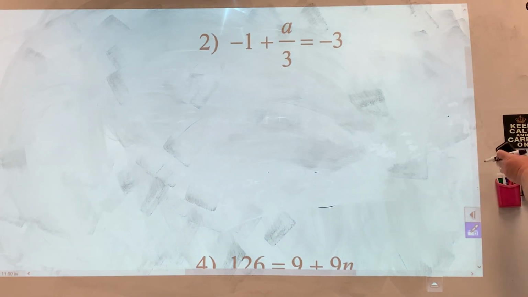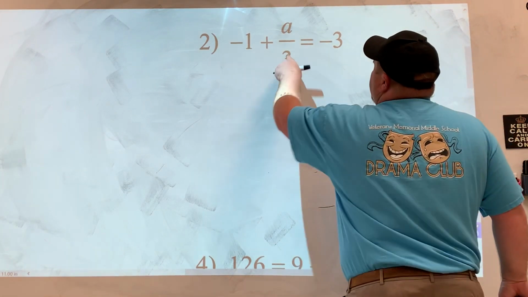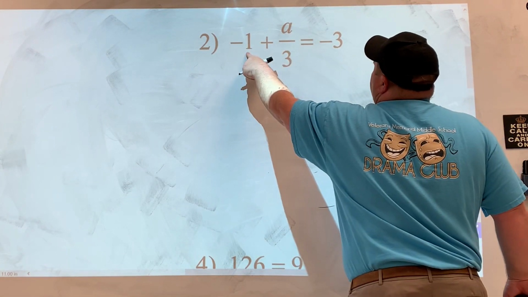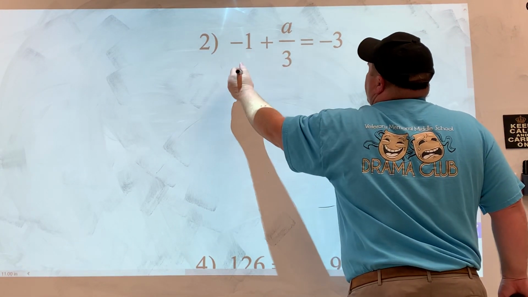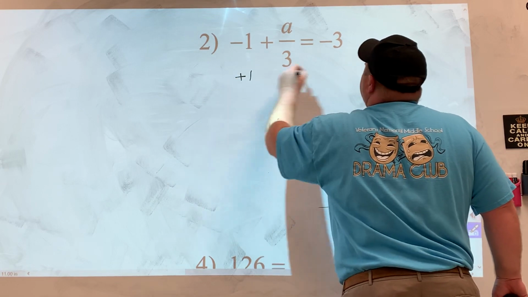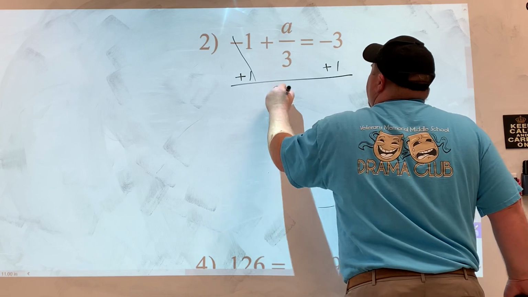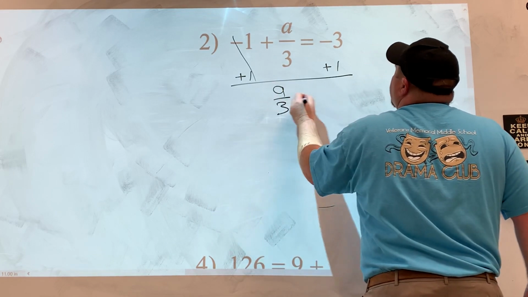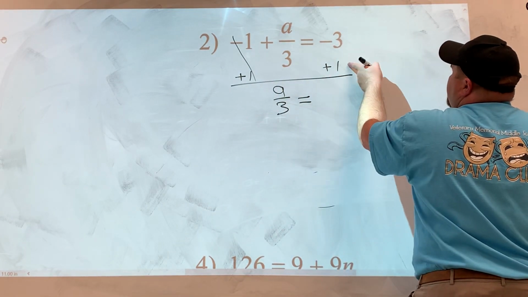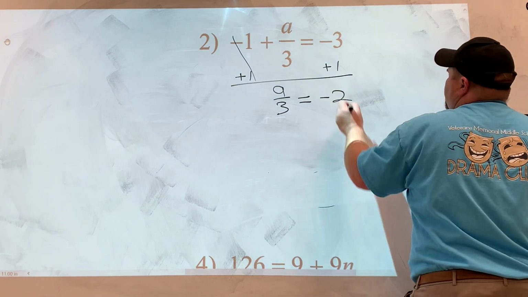Problem number 2. All right, so there is a fraction in it, but I also have a constant. I need to attack the constant first, so I'm going to do plus 1, plus 1. All right, these cancel, and I'm left with a divided by 3 equals -3 plus a positive 1 is -2.